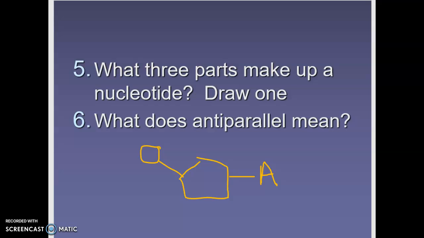What does anti-parallel mean? When it comes to anti-parallel, hopefully you remembered that it is 2 strands that are complementary to each other, but they move in opposite directions.